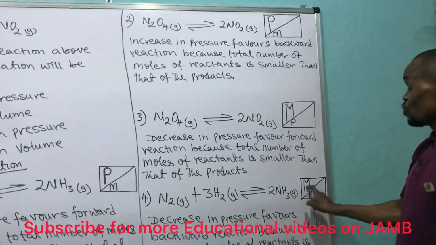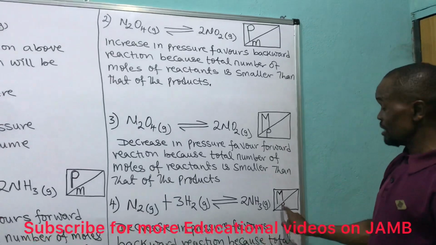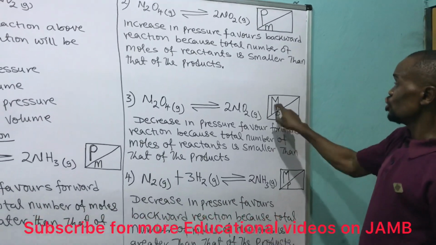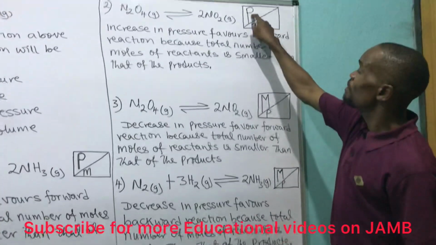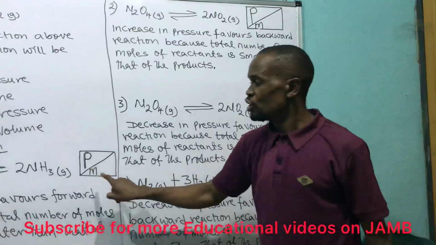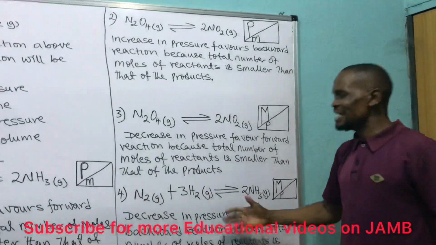The reaction will go to the higher mole. That's what it means. The lower the pressure, the more it will go to the higher mole. The higher the pressure, the more it will go to the lowest mole. And that's all about it.